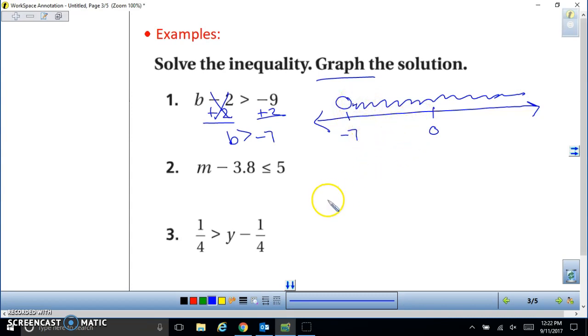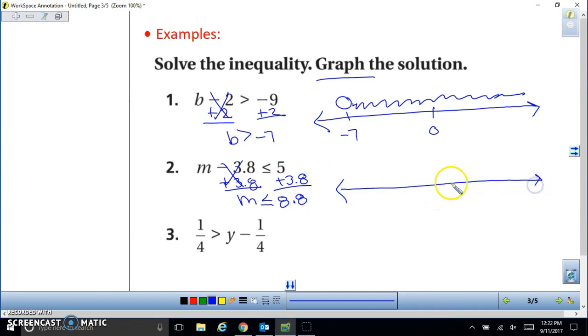Alright, number 2. m minus 3.8. How do we undo the subtraction of 3.8? We add 3.8 to both sides to keep the statement true. Now we have m is less than or equal to 5 plus 3.8, which is 8.8. Alright, on our number line, we have 0, we have 8.8, we have a filled in circle because it can be 8.8, and m is smaller, so we are going to shade to the left.